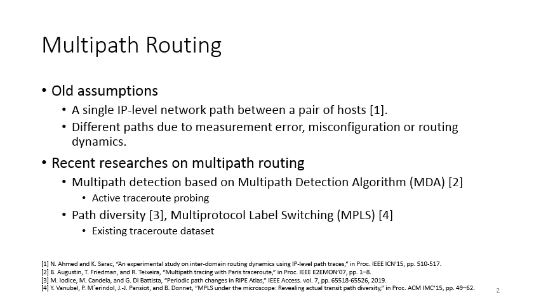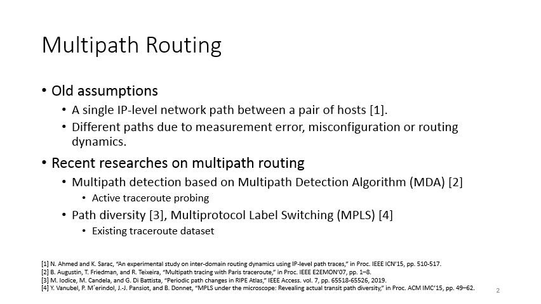The background of our paper is multipath routing. There have been some old assumptions in this area. For example, there is only one single IP level path between a pair of hosts, and if different paths were observed, they were very likely to be caused by measurement errors or misconfigurations or routing dynamics.